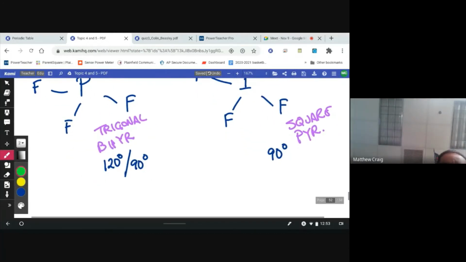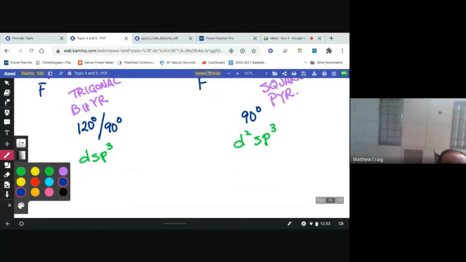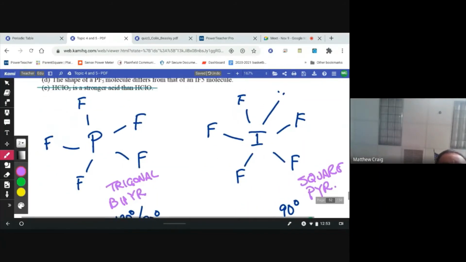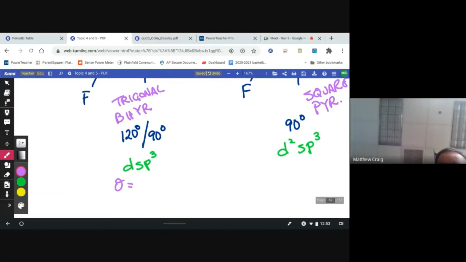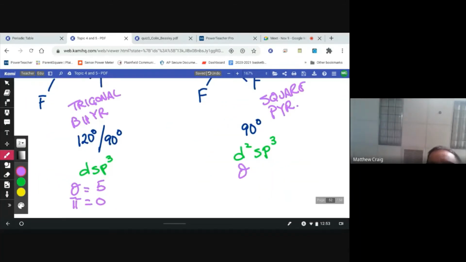The hybridization for the trigonal bipyramidal is dsp3 or sp3d, I don't care. Whereas the square pyramidal is sp3d2. Also, while we're on it, how many sigma bonds does this PF5 have? 5. How many pi? 0. Whereas the square pyramidal has 5, and pi? 0.